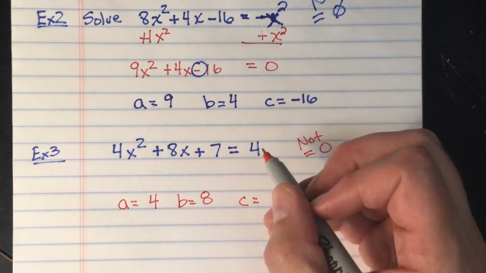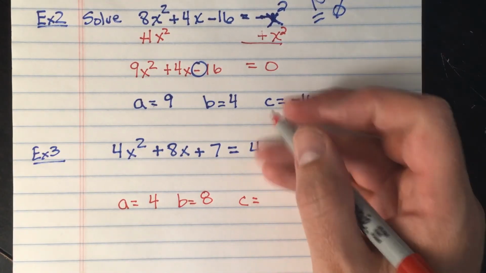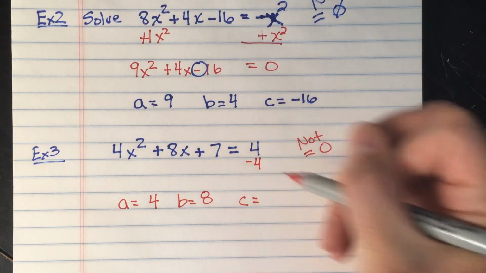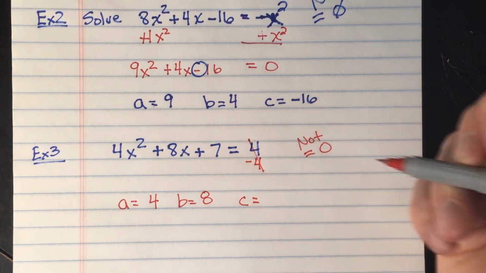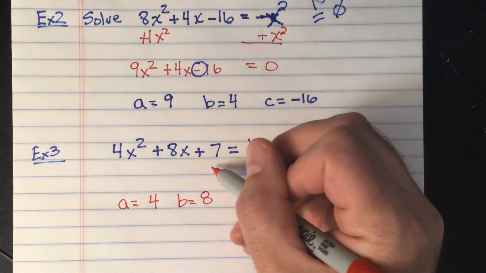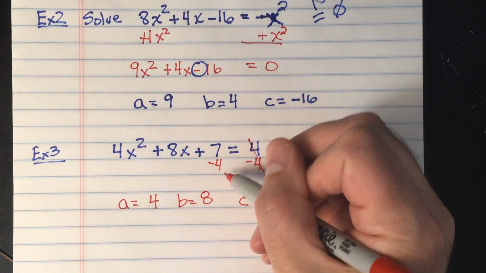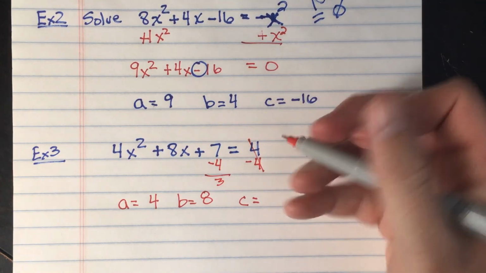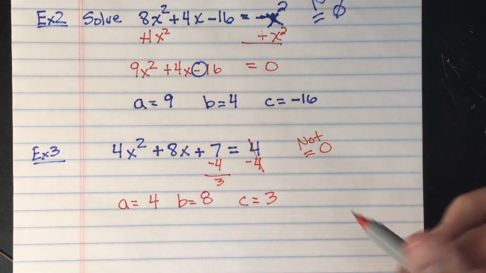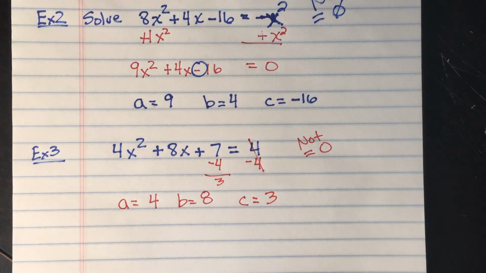We're going to have to get rid of this positive 4. So how do we get rid of this positive 4? Well, to get rid of a positive 4, we're going to subtract it. That's going to give me 0 now, which is good. But whatever I do to this side, I have to do to this side. And so what is 7 minus 4? 7 minus 4 is 3, so technically my C value is 3. So just be careful that you don't get tricked and put in the wrong values of A, B, and C.